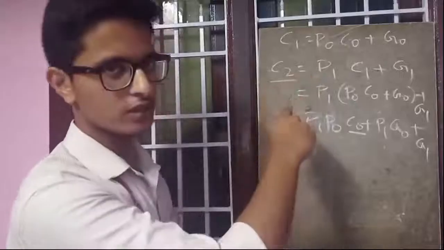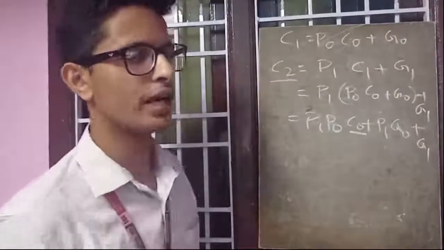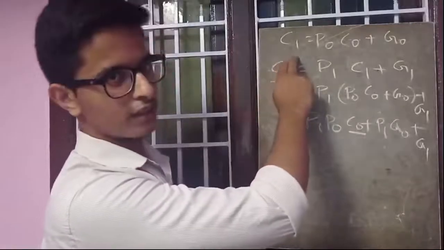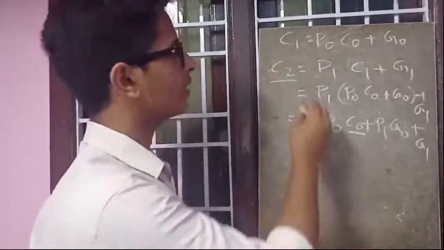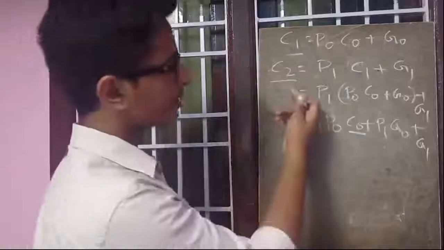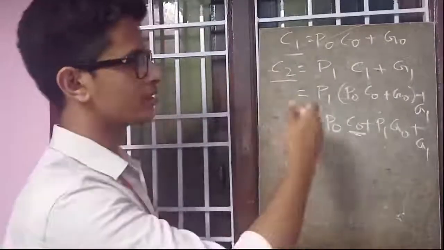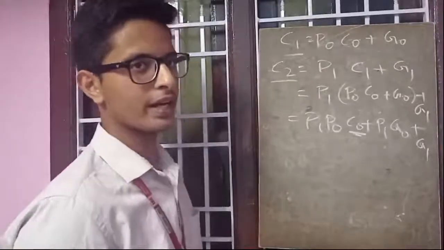While using a full adder, the carry C2 depends on the input carry C1. So there is a time delay for the carry C1 to come. But here it is not depending on the carry C1. It is only depending on the initial carry C0. So this is the advantage of the carry look-ahead adder over the full adder.